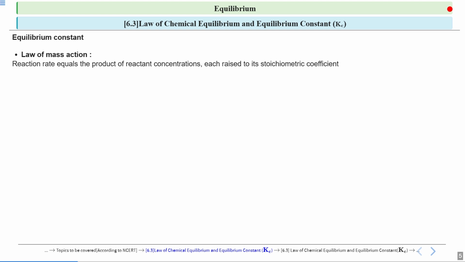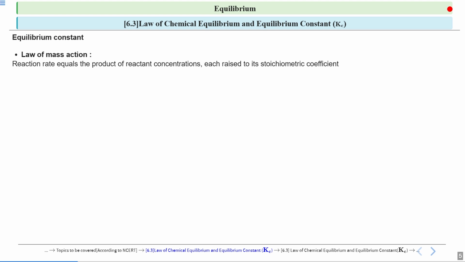Now what is the meaning of this? Suppose you are doing a reaction. Your reaction must have a rate. Rate can be considered similar to speed. Suppose you are running a bike, the bike is running at some speed. So if your reaction is going on, it must be going on with some speed or some rate. Now this rate is totally dependent upon the reactant concentration according to the law of mass action.